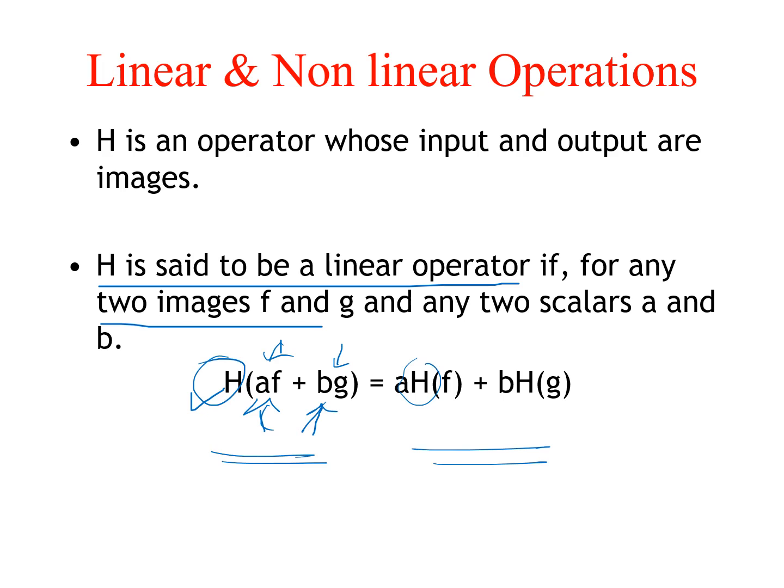So you can multiply the image matrix by a constant first, then add, and then apply the operation, or what you'll do, first you apply the operation, then multiply by a constant and then add. So both the things will be the same. Then only we can say that H is a linear operation. And whenever this is not true, whenever LHS is not equal to RHS, then we can say that H is a non-linear operation.